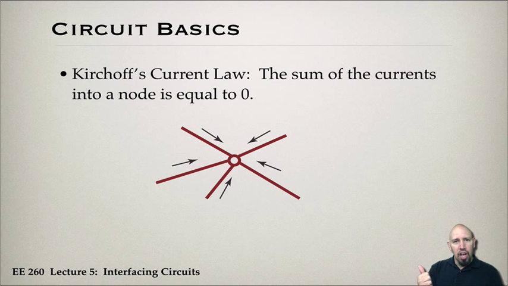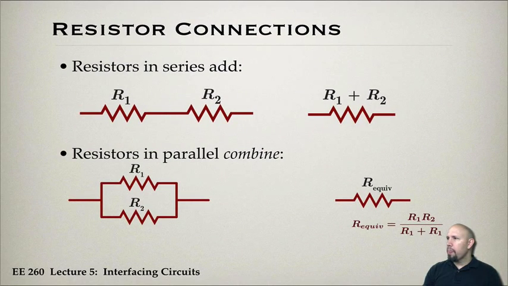So Kirchhoff's voltage law says the sum of the voltages around a loop is 0. Kirchhoff's current law says the sum of the currents into a node is equal to 0. Okay, so we have those 2 laws.